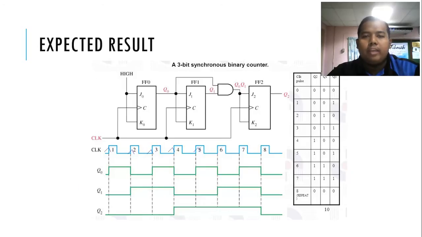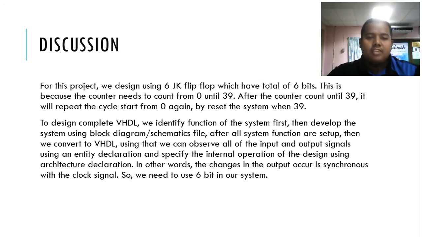So what we can expect from the project is what I've shown on the screen, some examples of the waves of flip-flops Q0, Q1 and Q2. For our project, we can expect the values Q0, Q1, Q2 until Q5 to be the same as the K-map and excitation table. So for discussion, we designed using 6 JK flip-flops.